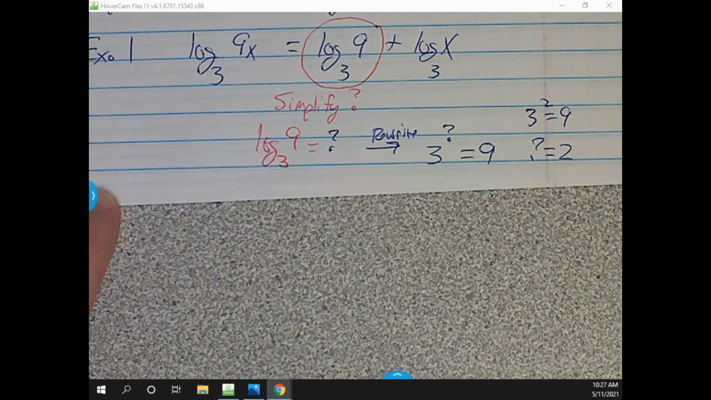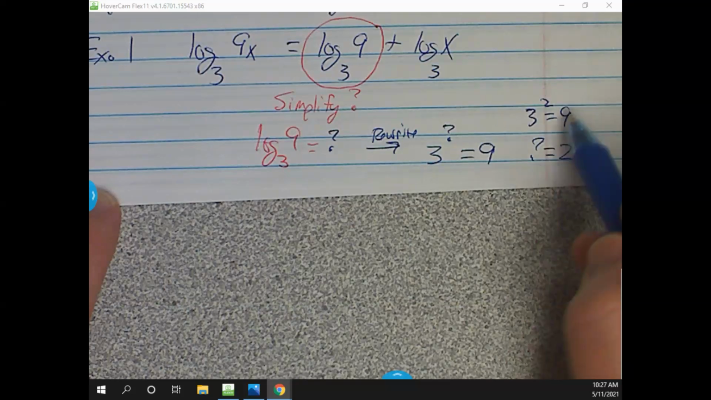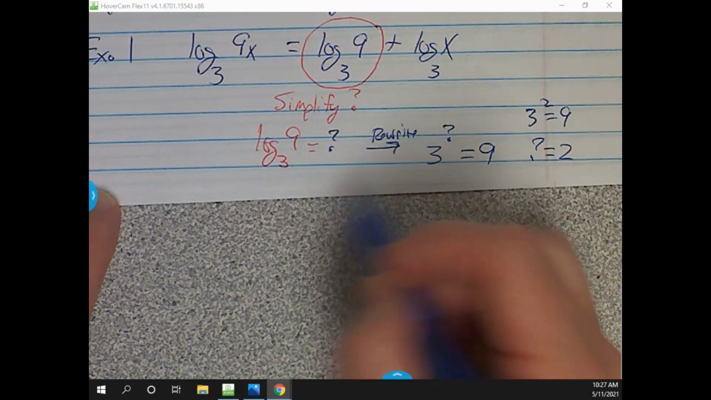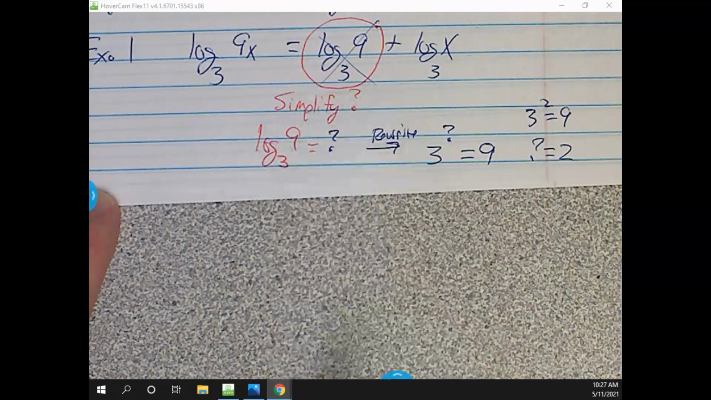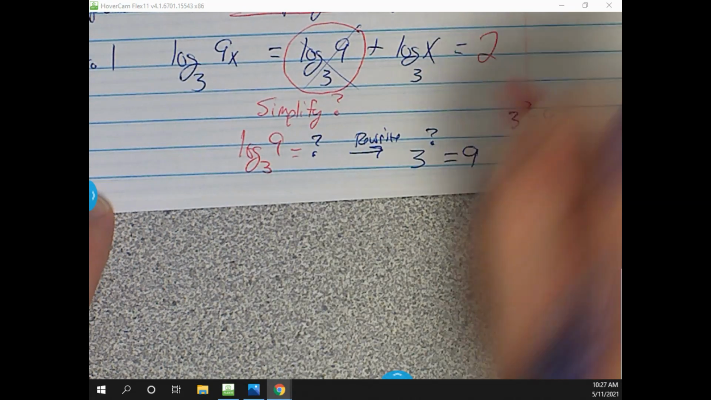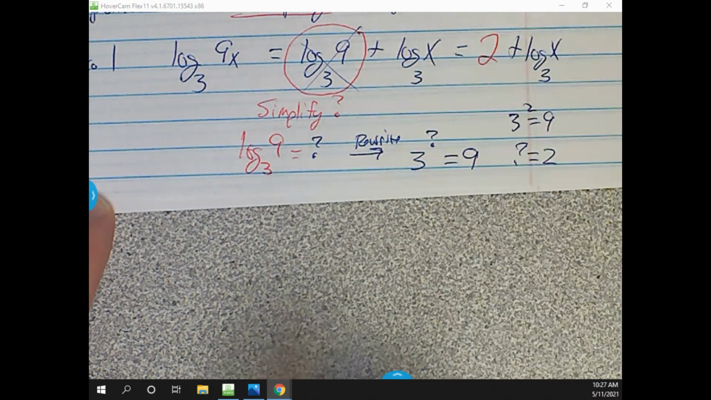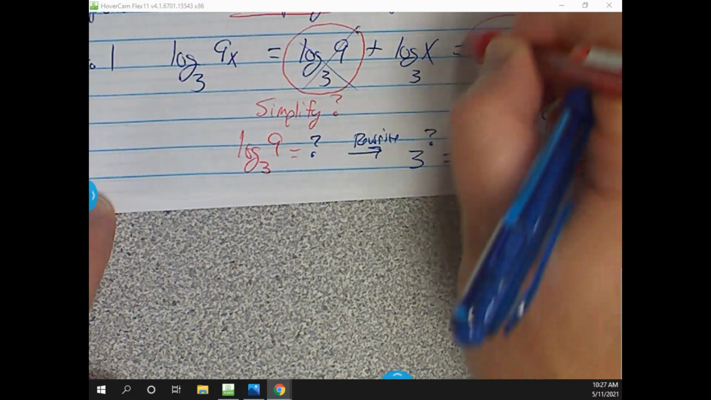So what we're saying is that this whole thing, this log of 9 base 3, if we plug it in and figure this thing out, that's actually 2. So we can take this part out and just make that 2. And then plus the log of x base 3. And that would be the final answer that we're looking for there.